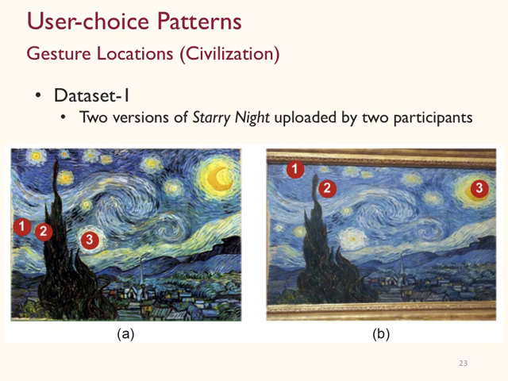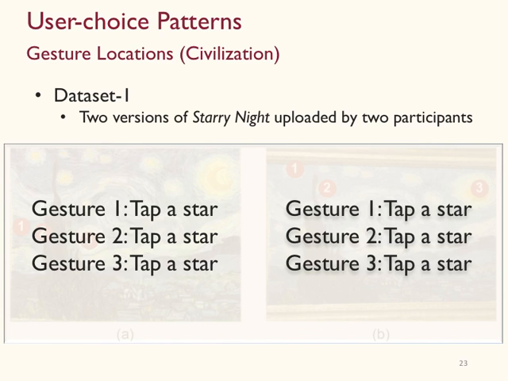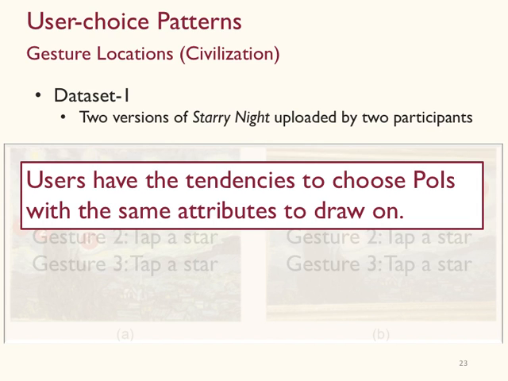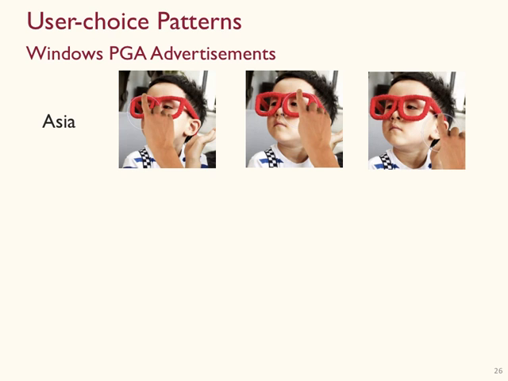But even though the passwords they chose are totally different, the first guy has 3 taps, here, here, here, and the other guy also has 3 taps. But the thought process they used to choose the password is the same. They are trying to tap a star 3 times. So this is what we found out. Even though they do not choose the same password, they have the tendency to choose points of interest with the same attribute.